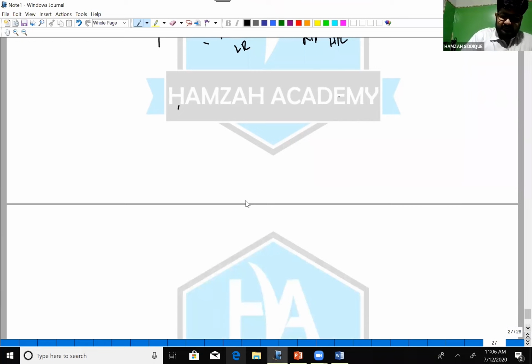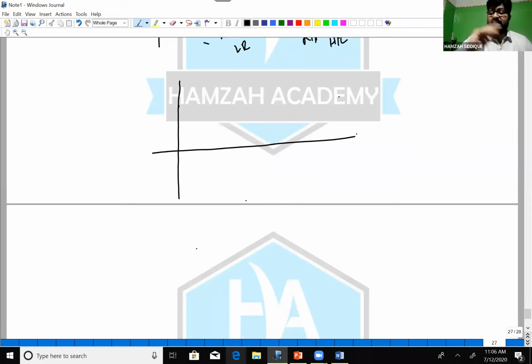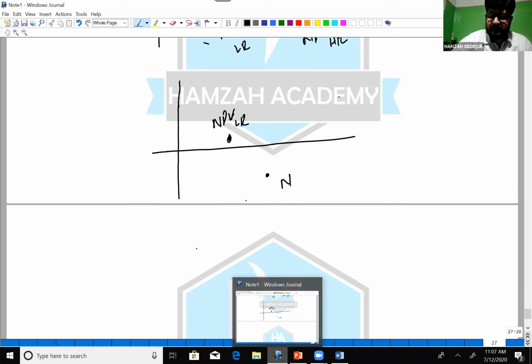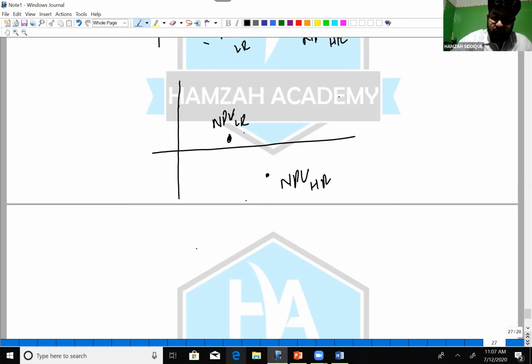Third graph. It might be possible, and which is better, that one NPV is positive and one is negative. So NPV at a low rate is positive, and NPV at a higher rate is negative. So what we do, we join these 2 points.